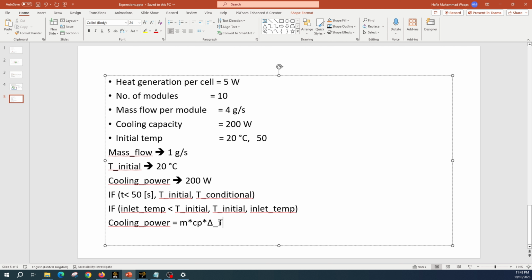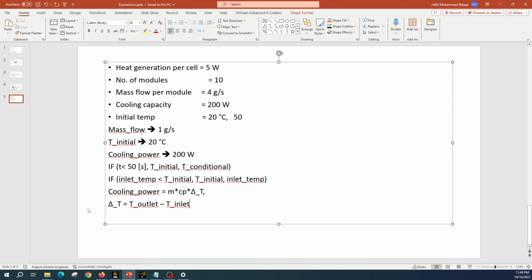So we need delta T, and you know that delta T is equal to T outlet minus T inlet, or it is just the difference between these two. So you can take care of those signs. Okay, so cooling power, we already have 200 watt, and mass flow rate we already know. Cp we already know because we have defined that fluid, so the heat capacity of the fluid is already known. Delta T is the outlet and inlet.